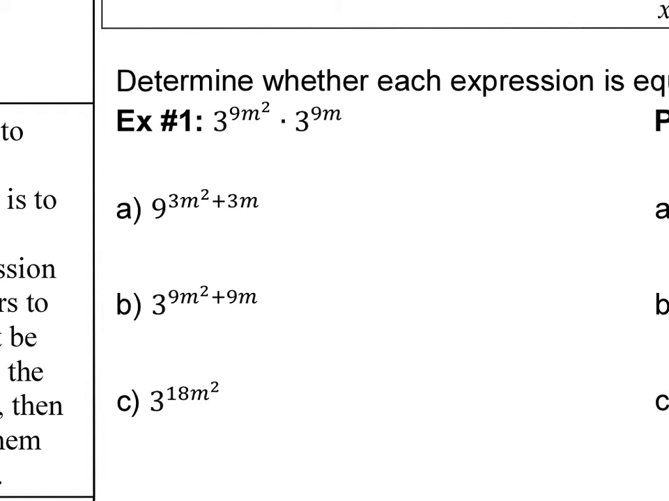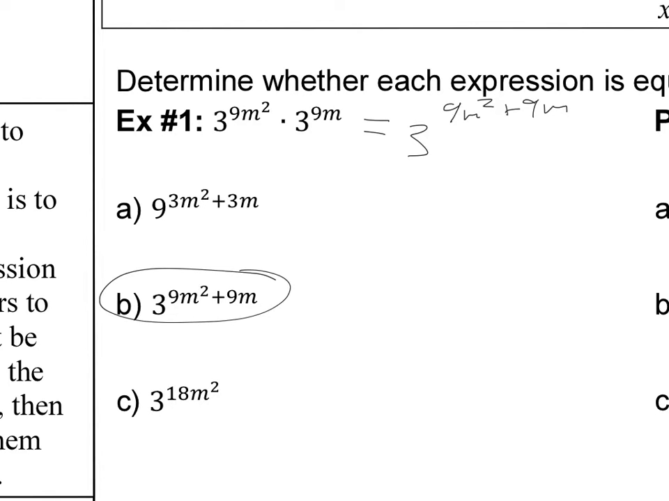Okay, I see a few things going on here. The first thing I see is that these things have the same base. So right away I'm thinking about what I can do with that. If they have the same base, right away that tells me I can add the exponents. So I can write this as 3 to the 9m squared plus 9m. Okay, and I'm going to see if that's here anywhere. And sure enough, it's right there.